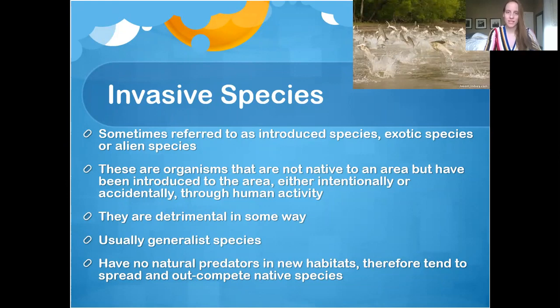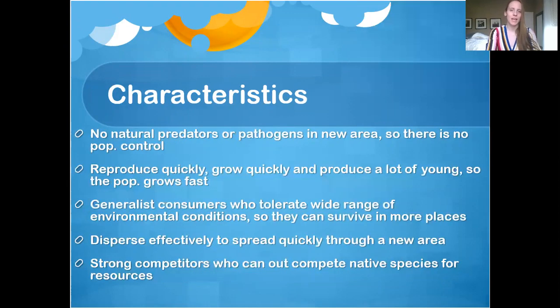One of the reasons that they tend to be so detrimental is that when they get introduced to a new region, they have no natural predators there. Therefore, they tend to be able to spread really quickly, because there's nothing that controls their population. And they tend to be able to outcompete a lot of the native species, but we'll get into more of that. So these are some characteristics of invasive species.